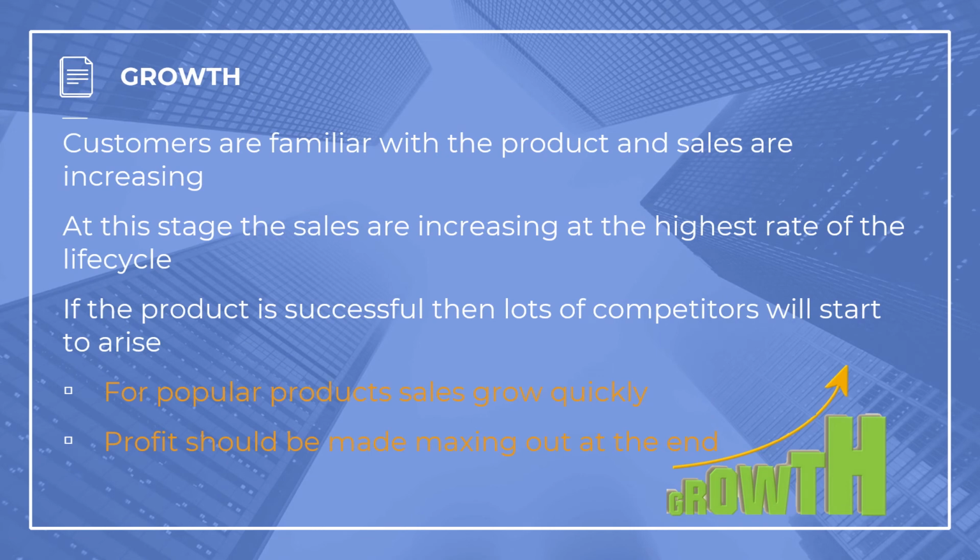During the growth stage, the customers are basically becoming more familiar with your product and the sales are starting to increase. At this stage, during the growth stage, is the highest rate of sales of the increase. So in other words, the sales are increasing at the highest possible rate of the life cycle. If the product is successful, then lots of competitors will start to arise at this stage. For popular products, the sales are going to grow very quickly and profits should be made where it maxes out at the end of this stage.